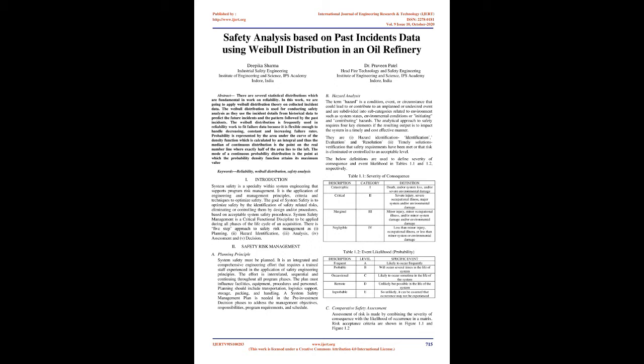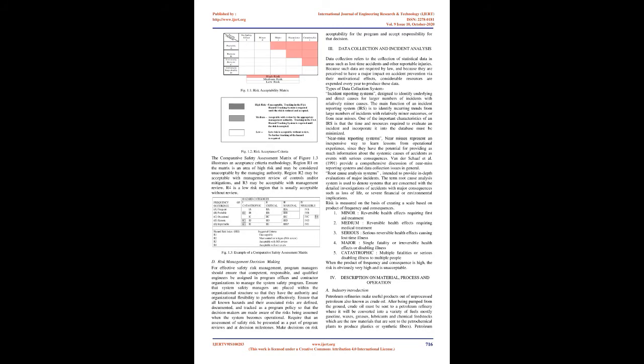B. Hazard analysis. The term hazard is a condition, event, or circumstance that could lead to or contribute to an unplanned or undesired event and is subdivided into subcategories related to environments such as system states, environmental conditions, or initiating and contributing hazards. The analytical approach to safety requires 4 key elements if the resulting output is to impact the system in a timely and cost-effective manner. They are 1. Hazard identification, evaluation, and resolution. 2. Timely solutions, verification that safety requirements have been met or that risk is eliminated or controlled to an acceptable level. The below definitions are used to define severity of consequence and event likelihood in tables 1.1 and 1.2, respectively.